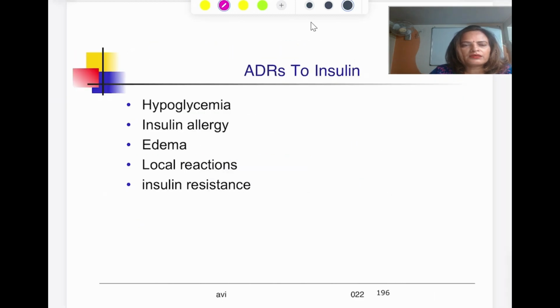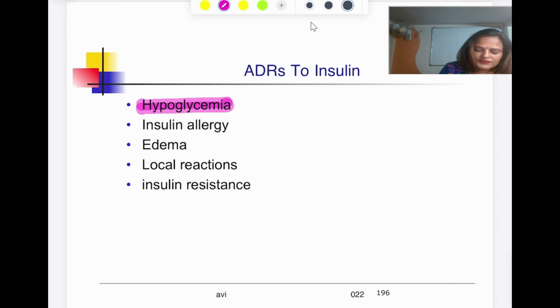The most common and the most severe adverse effect of the insulin is hypoglycemia. This is very commonly seen in a patient. So what are the warning signs of the hypoglycemia? Whenever the person is going into hypoglycemia, there will be sympathetic stimulation. Because of that sympathetic stimulation, there will be sweating, tremor, palpitation, and anxiety. So these are the warning signs of the hypoglycemia. Once the patient complains of this, immediately give the glucose.